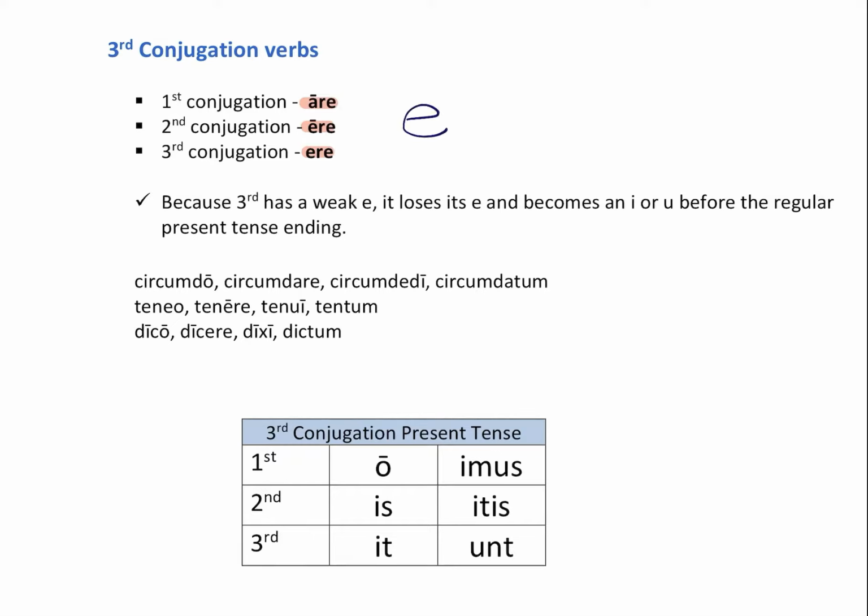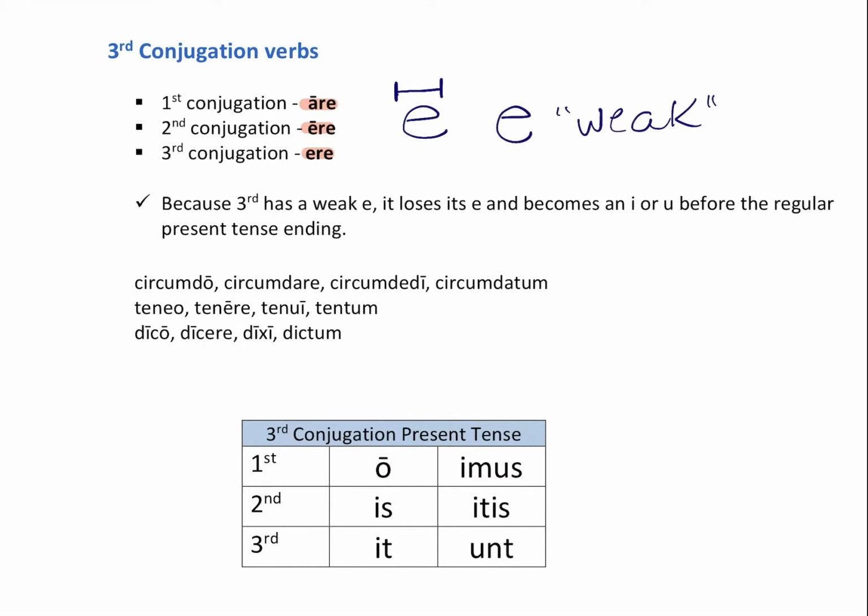And the reason is, second conjugation, you can picture it with a barbell on the top. He's strong, he can lift a barbell. Second conjugation. Third conjugation, no barbell, because he's not strong enough. We call him the weak E. This one's called a long, strong E, which has to do with pronunciation really, and the E of third is called a weak E.